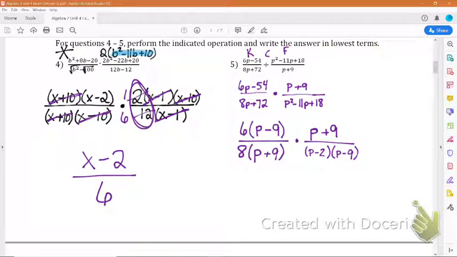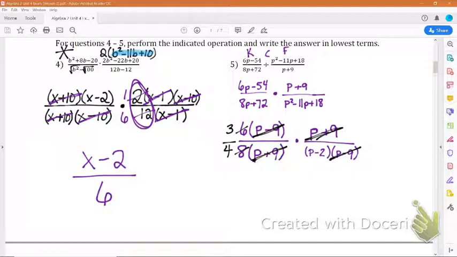I want to go through and cancel anything that's allowed. What can I cancel? Yes, p minus 9 and p plus 9. Yep, the p plus 9s and the p minus 9s. There is something else you can do. Reduce the 6 and the 8. They're both divisible by 2. 6 divided by 2 is 3. 8 divided by 2 is 4.